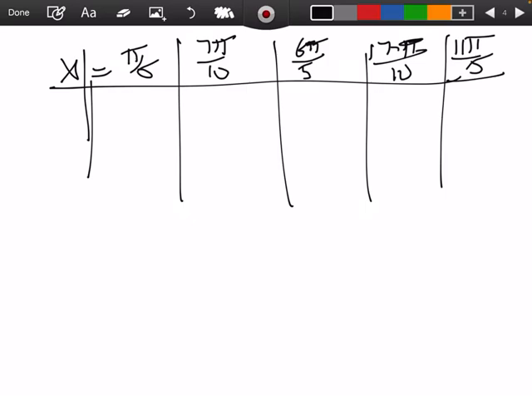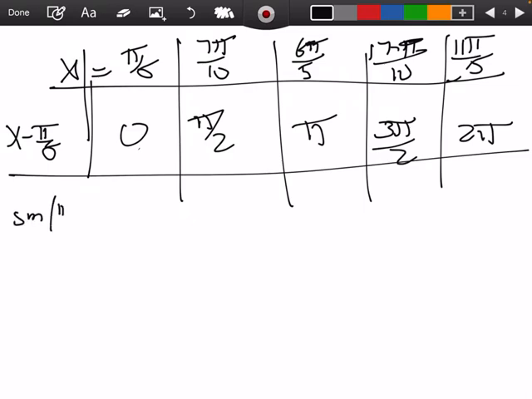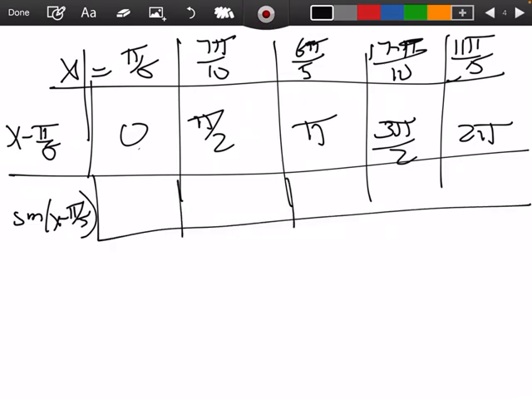Okay, and then we had the x minus pi over 5, and this is equal to, I'm sorry, not pi over 2, but 0 first. Pi over 2, pi, 3 pi over 2, 2 pi. And then we're taking the sine of that. So now I'm just going to say, okay, well, sine of 0 is 0, this is 1, this is 0, this is minus 1, and this is back at 0.